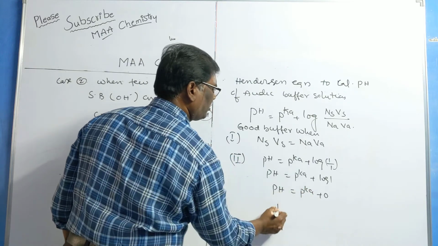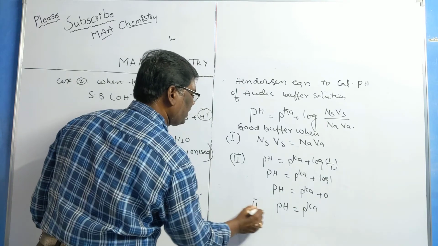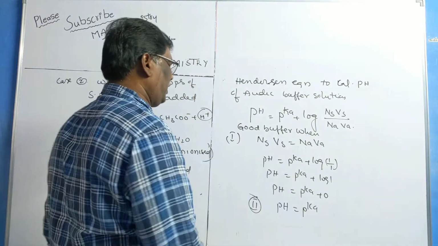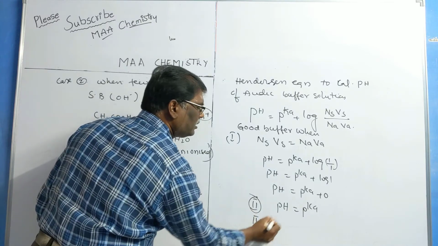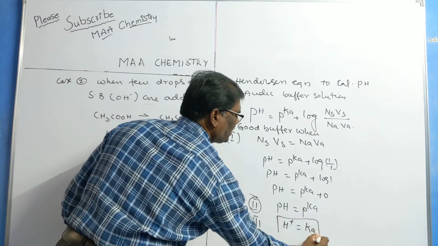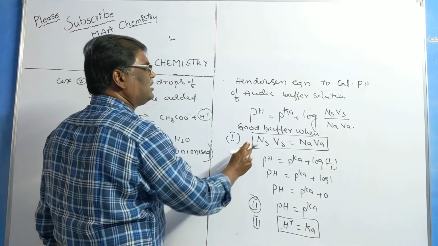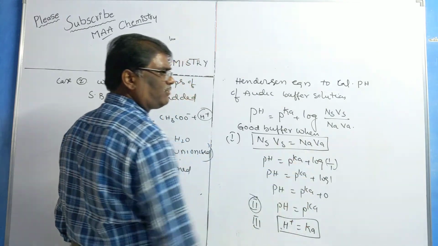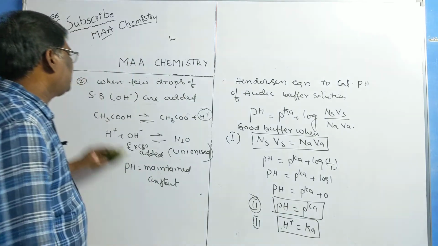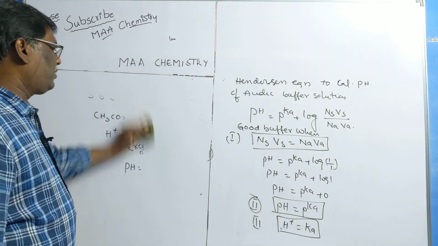So log 1 is 0. That means for a good buffer, what happens? The second condition for a good buffer is pH equals pKa. And the third point is that H+ becomes equal to Ka. So what are the conditions for a good buffer? Strength of salt equal to strength of the acid, or pH equal to pKa, or H+ equal to Ka. These are the conditions for a good buffer.